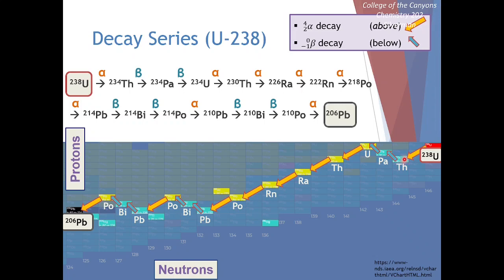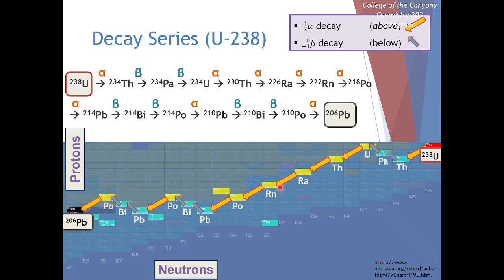Thorium-234 is unstable, but in the opposite way. It needs to get its ratio of protons to neutrons a little bit higher, and so it undergoes beta decay, moving up 1 square and to the left 1 square as we have a neutron turn into a proton. We end up with Pa-234, which also undergoes beta decay. Now we have uranium-234, which is unstable and will undergo alpha decay. We end up with thorium-230, which also undergoes alpha decay.